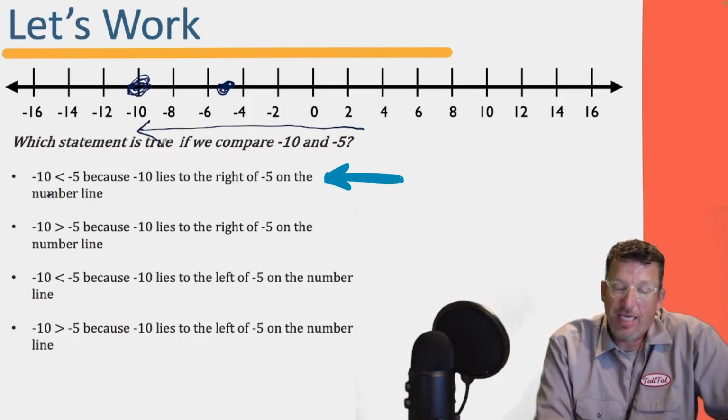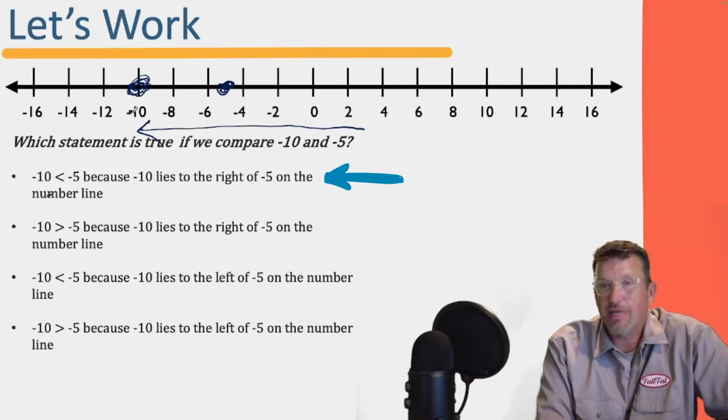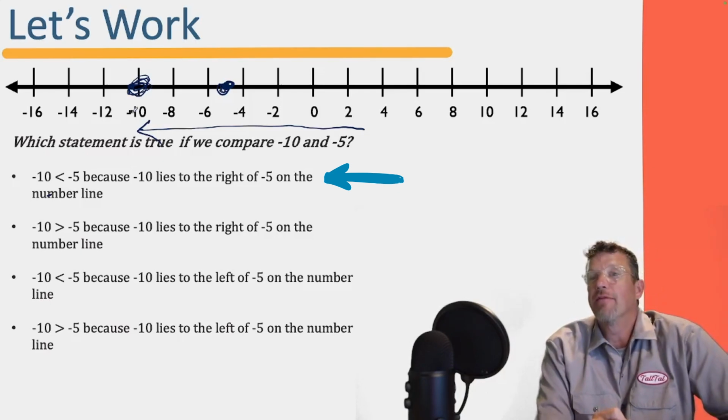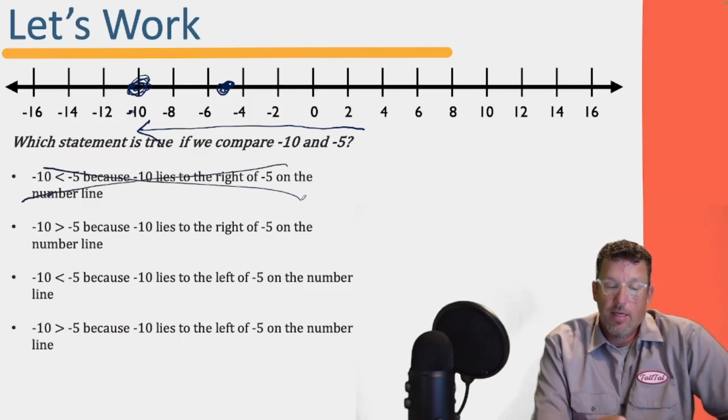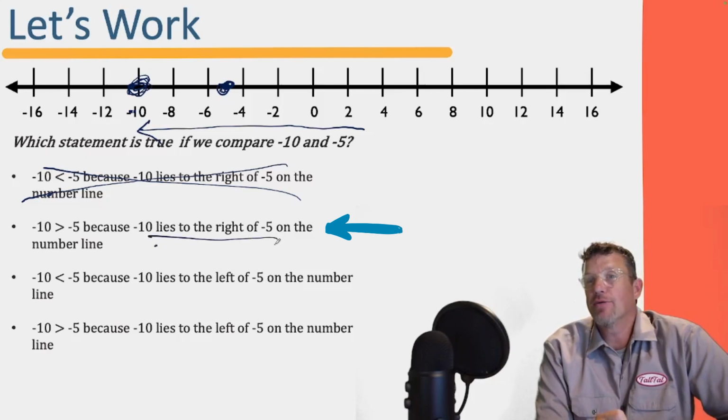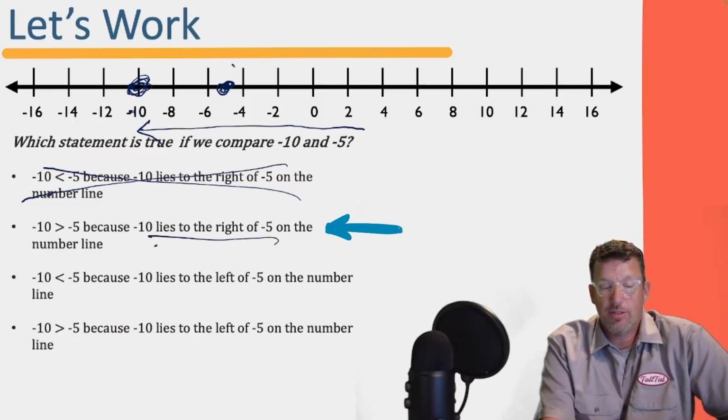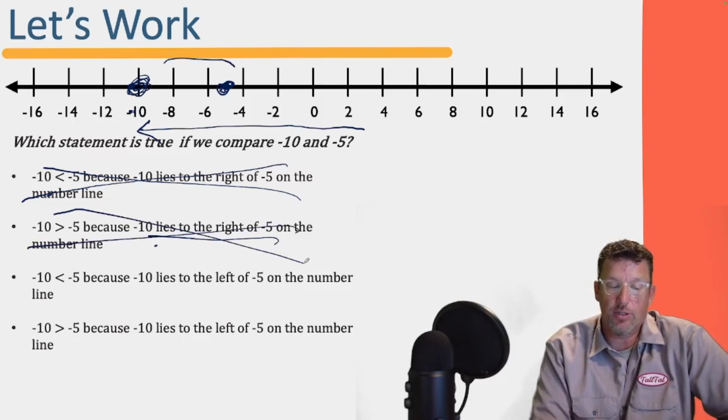Negative 10 lies to the right of negative 5? Negative 10 does not lie to the right of negative 5. It lies to the left of it. So this one is not true. This one says negative 10 is greater than negative 5 because negative 10 lies to the right. Well, negative 10 still does not lie to the right of negative 5. It's still to the left of it. So this is not true.